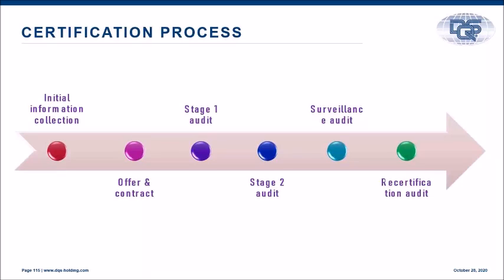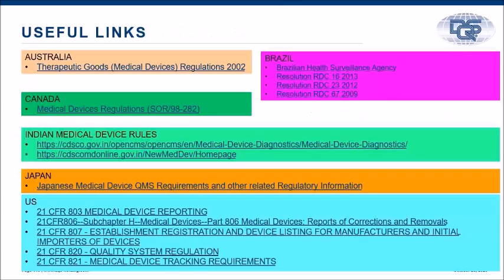Overall, how the certification process works, be it any certification: the certification body collects the information and then has the contractual arrangement with you. Then there is a stage 1 audit, a stage 2 audit, surveillance audits to maintain the certificate, and a recertification audit. For CE marking, there will be an additional stage called technical file assessment, which will happen before the stage 1 or stage 2 audit, where the file assessment needs to be complete before the grant of a certificate.